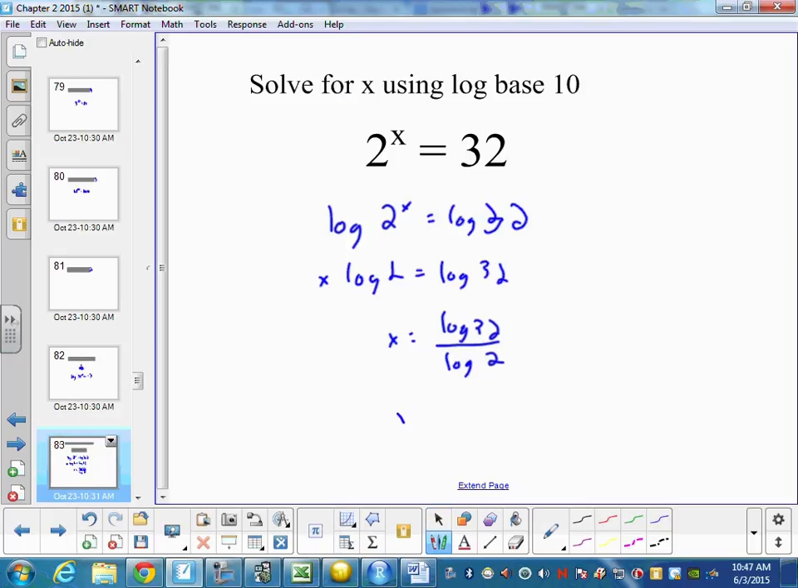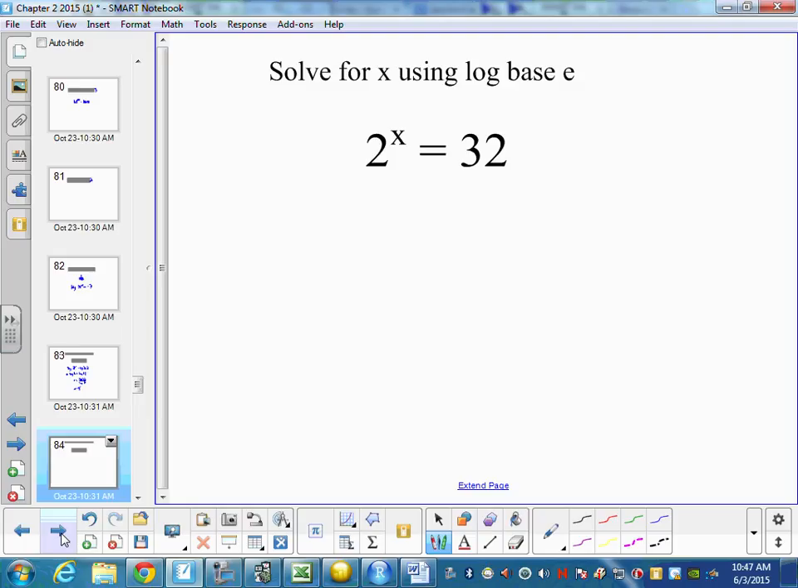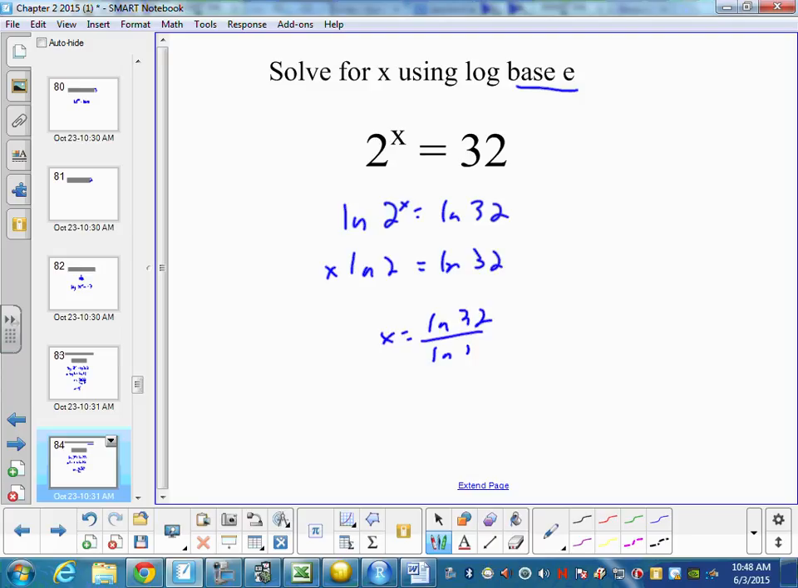Now, you should have been able to find that without it. Our goal is to understand this process to get down here. So if we want to do that using base e, that is a natural log. So we can do the same thing, and it doesn't change our answer or our process. It's still going to be natural log of 32 over natural log of 2.